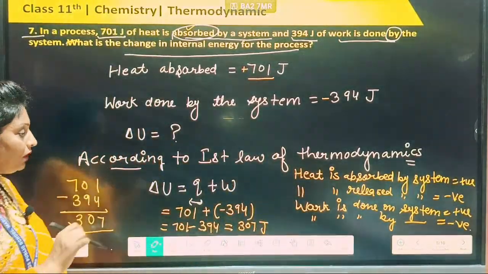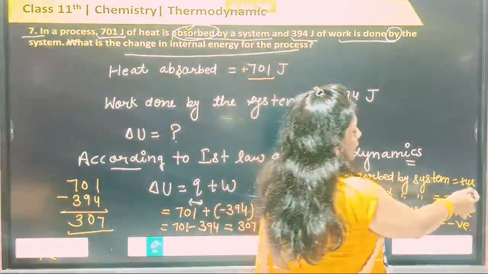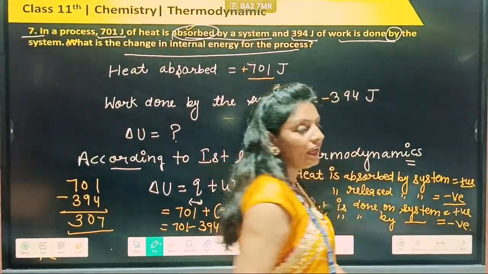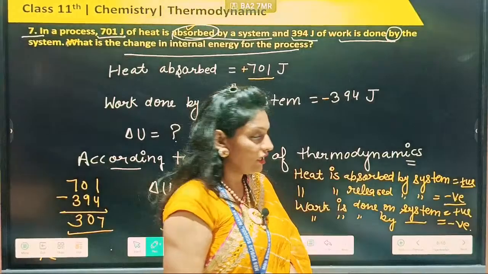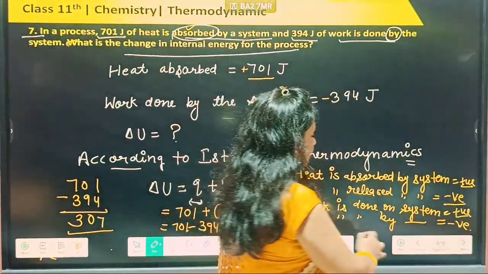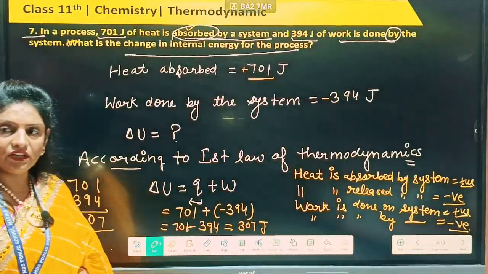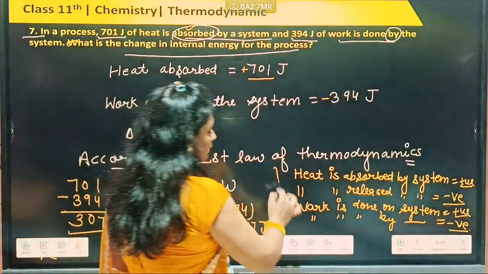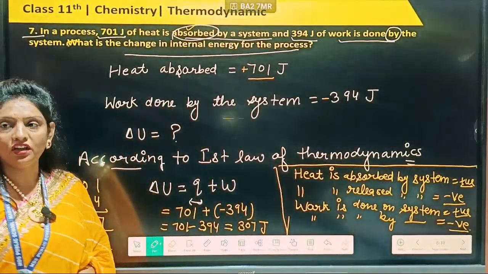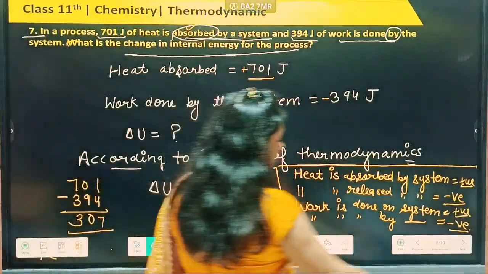Okay, you will keep in mind about the signs. If heat is absorbed by the system, then it will be positive, and if heat is released by the system, then you will take negative. Clear? If work is done on the system, then it will be positive, and if work is done by the system, then it will be negative. Clear? If you know about the sign convention, then simply you can solve questions related to the first law of thermodynamics. Any doubt in this? No. Okay.